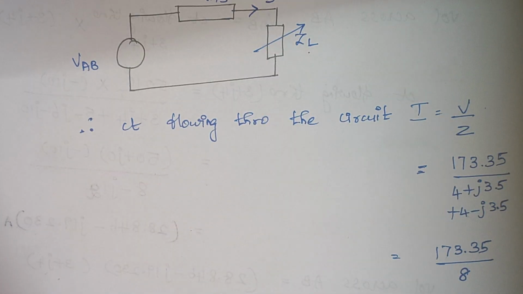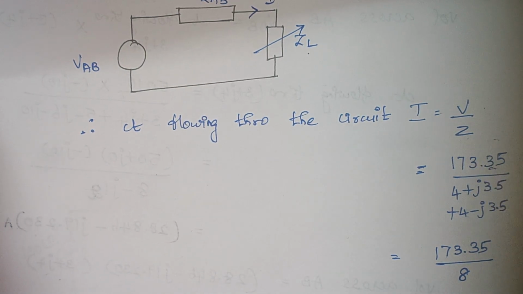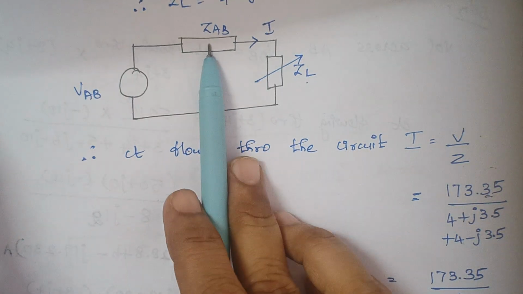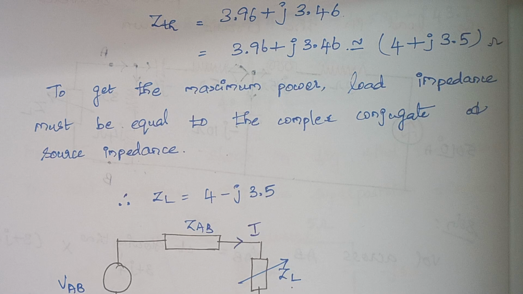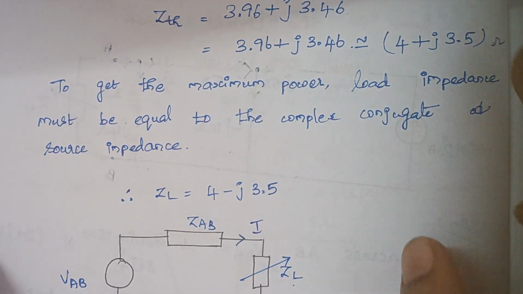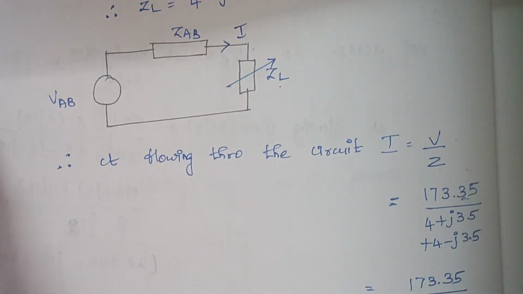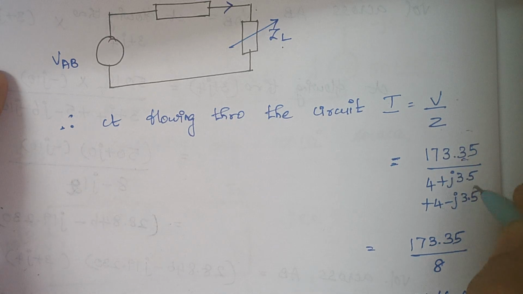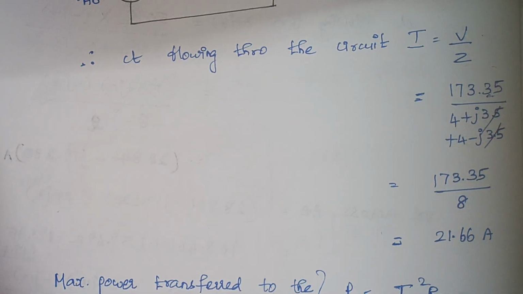Therefore, here this is your value of V, right? And Z Thevenin, here we are having two parts, right? ZAB and ZL. So here in this case, the value of ZAB is this one and ZL is this. So when you add these two, imaginary terms cancel each other, and the final thing will be 8. Right. So here the answer is 21.66 amps.